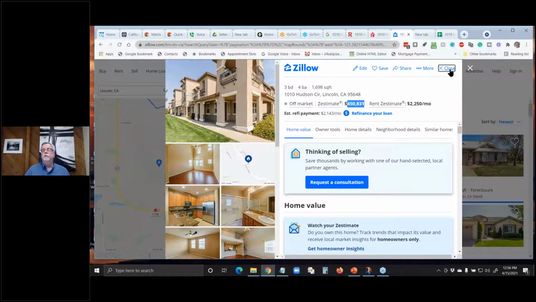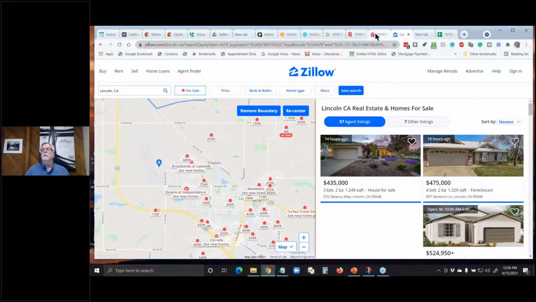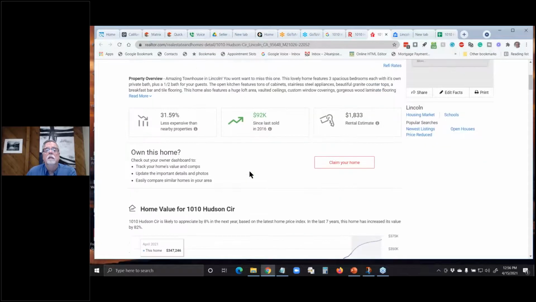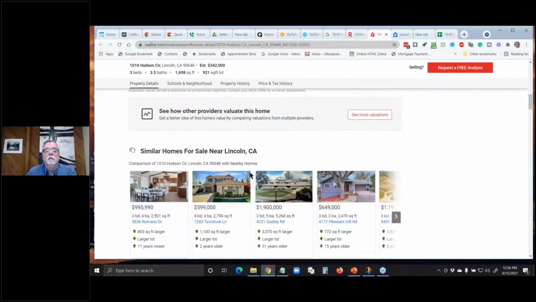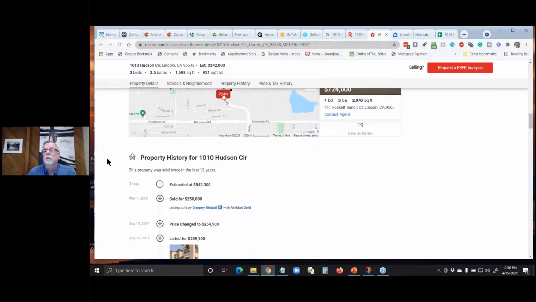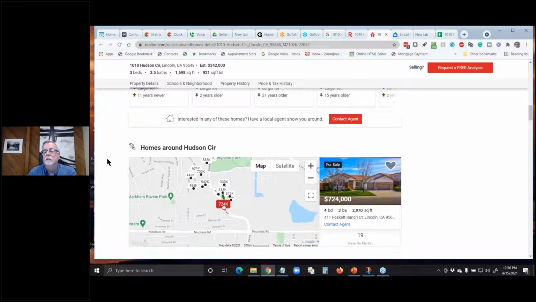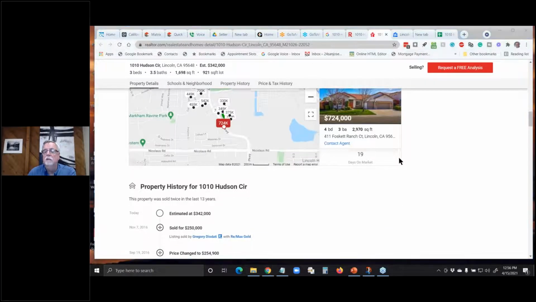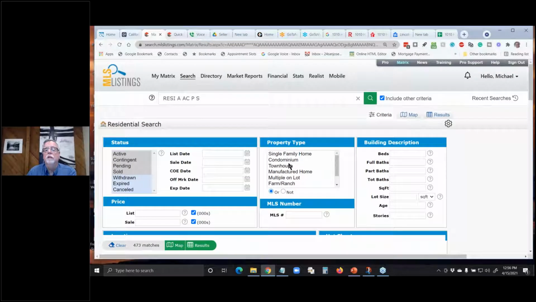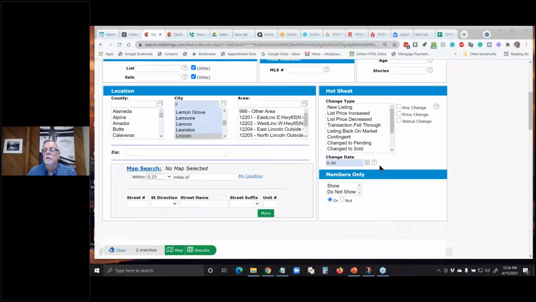Although I'm not as familiar with that. I don't know. Frankly, is this a condo or a townhouse? I think it's a townhouse. All right, great. That's all, because I would have had a conversation with them. So what I'm going to do is search townhomes in Lincoln, last 90 days.